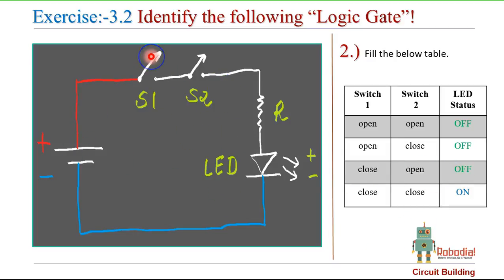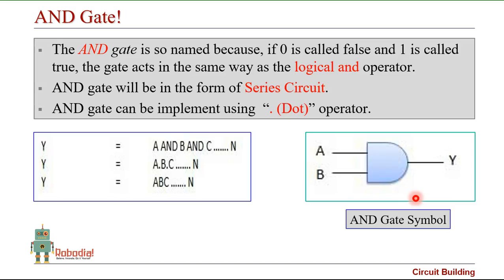Now, if both the switches are closed, then it's a closed path, and the current will start flowing through this circuit, and the LED would glow. So if open is 0 and close is 1, off is 0 and on is 1, then when both the inputs are 0, my output is 0. If either of my inputs is 0, my output is 0. My output is 1 if both my inputs are 1. Which is a typical characteristic of an AND gate, where you are multiplying A into B.